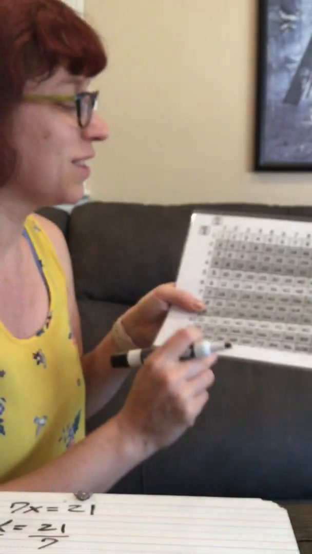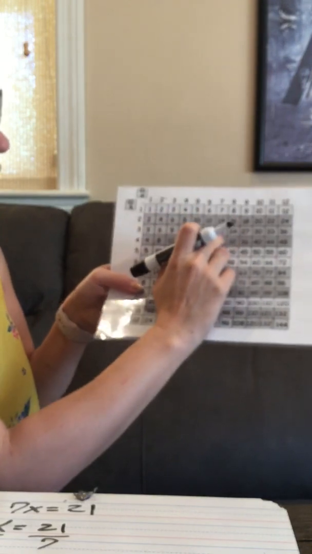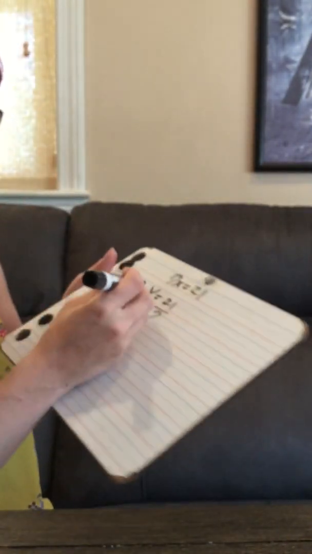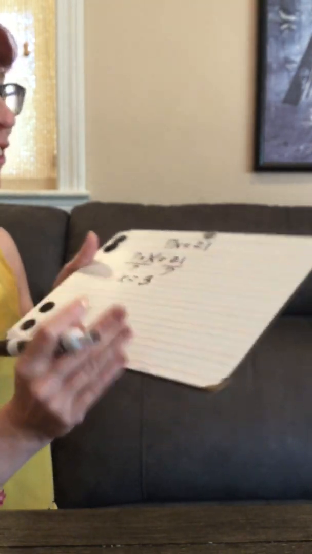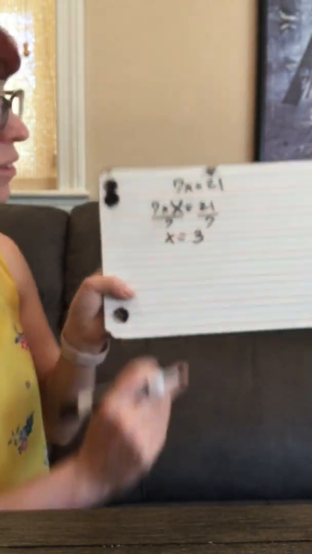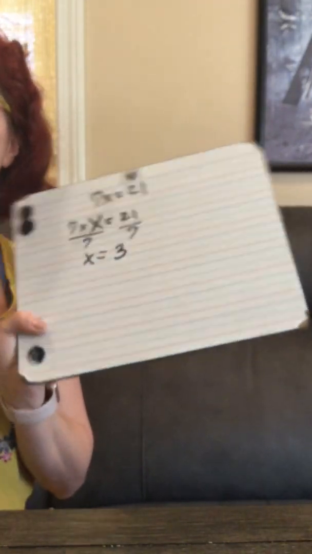Well, if you don't want to do the math in your head and you have a multiplication chart, we can use that. We're just going to practice with this for now. So 7 goes into 21 how many times? 3. Did you know that you could use a multiplication chart and reverse that way? You do now. So x equals 3. So that's a multiplication problem.